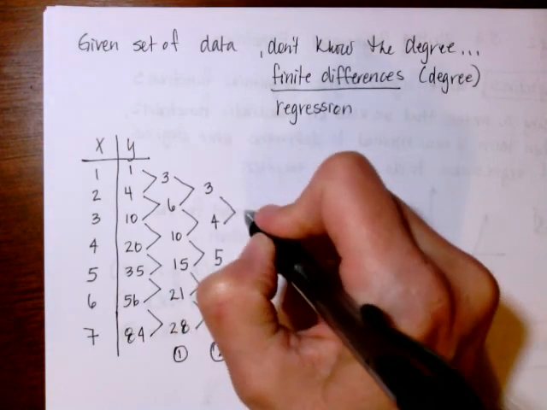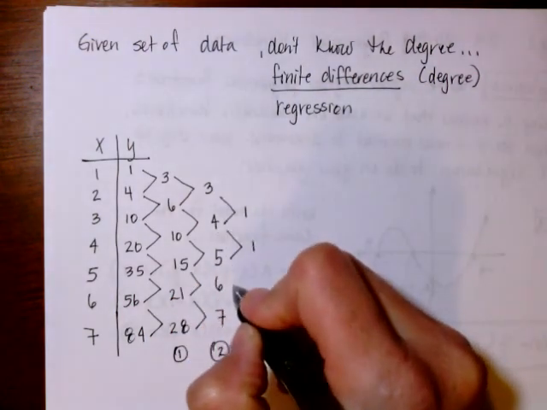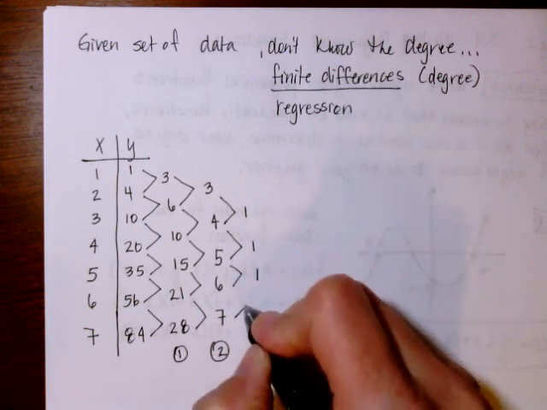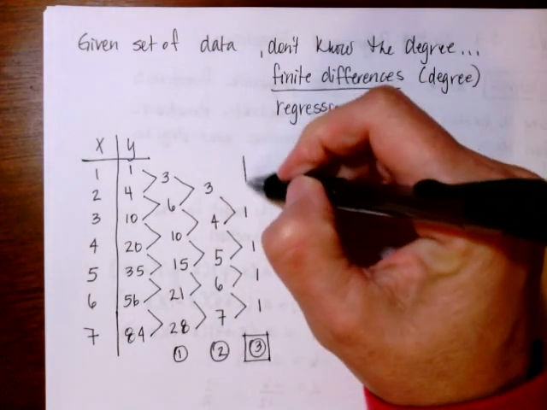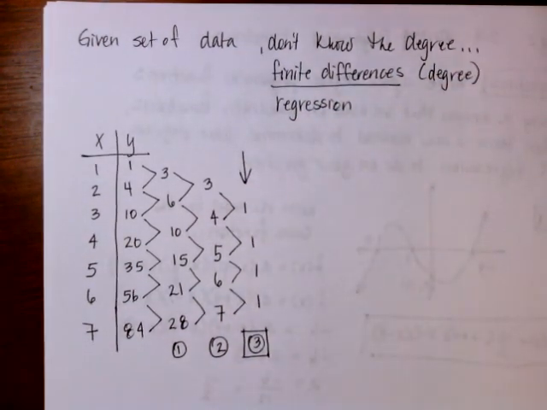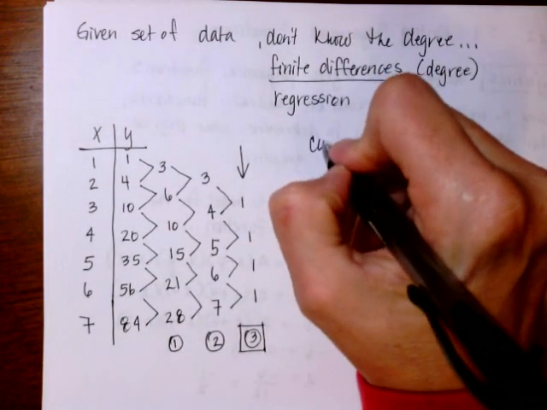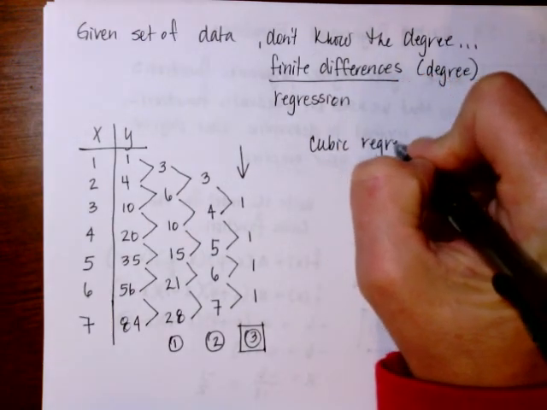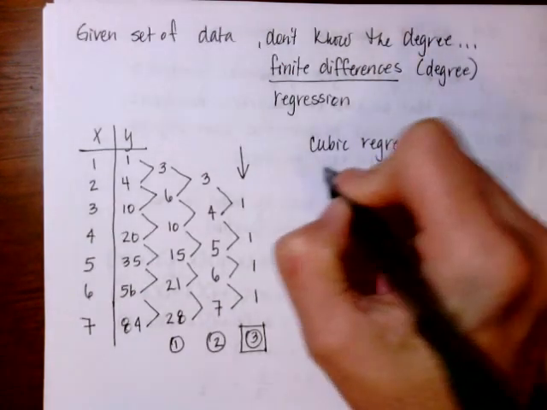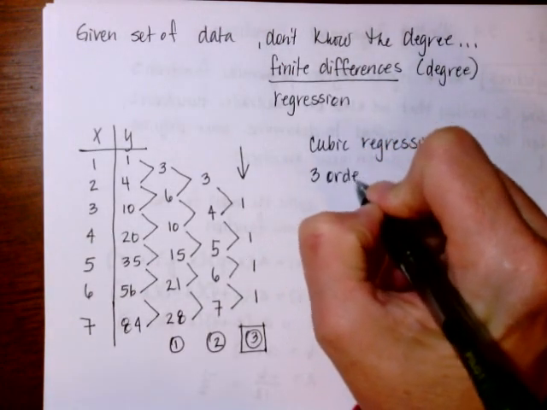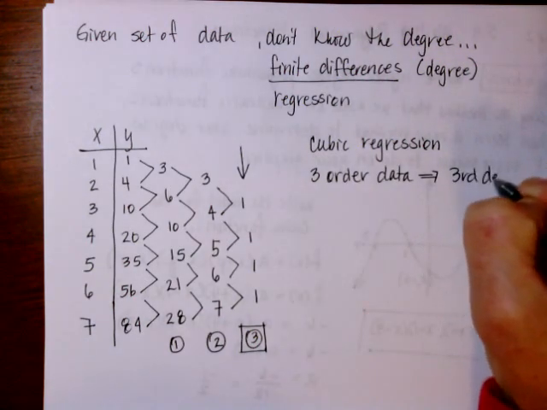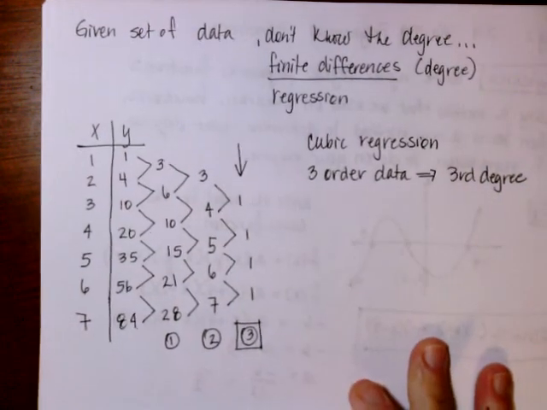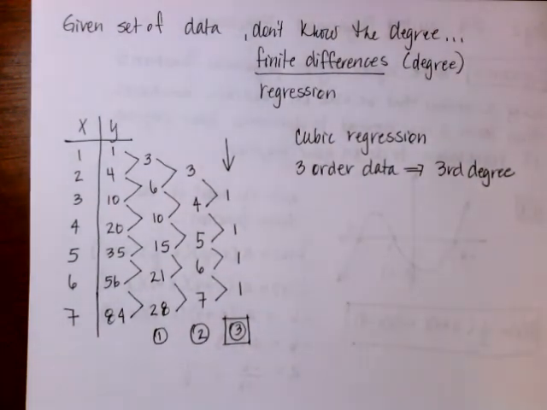I'm going to subtract 3 from 4 to get 1. 5 minus 4 is 1. 6 minus 5 is 1. 7 minus 6 is 1. That tells me, because all of these numbers are the same, and they don't all have to be ones, but they all do have to be the same number, that tells me that we need to do cubic regression, because that tells me that my data is third order data, which means basically that it's a third degree, because it was 3 steps to get to numbers that match.